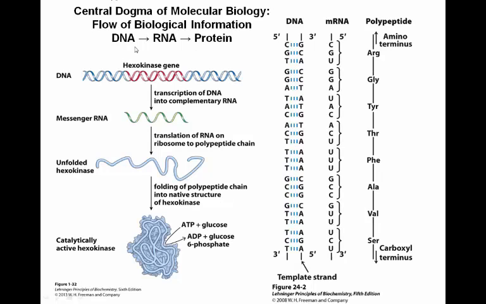So this is the third time we've seen the central dogma of molecular biology, the flow of biological information, DNA to RNA to protein, and we've talked about replication, transcription, and now we'll do translation, where we discuss how this triplet code of nucleotides gets converted into an amino acid sequence.